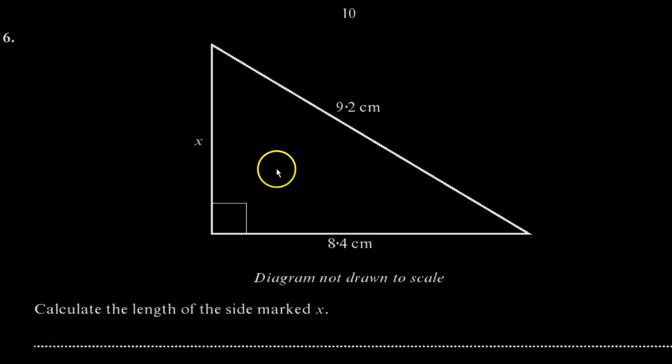Calculate the length of the side marked x. So here we've got a right angled triangle, so we can use Pythag, can't we? So let's have a go at that then. So here, what have we got?